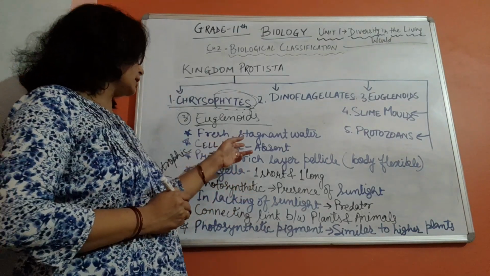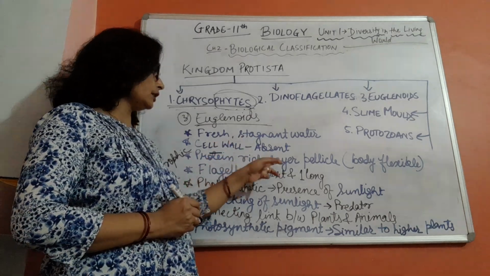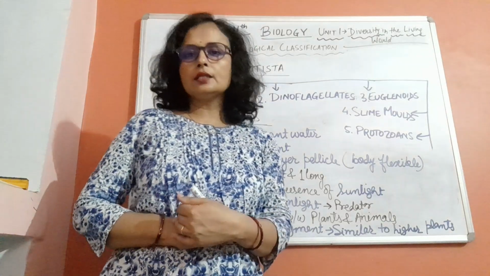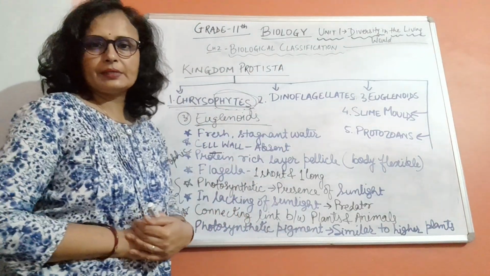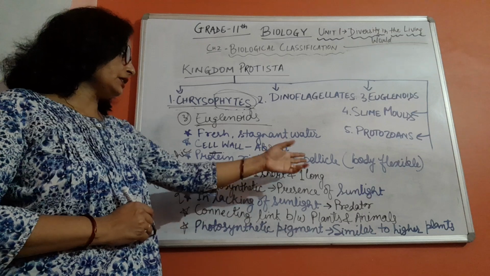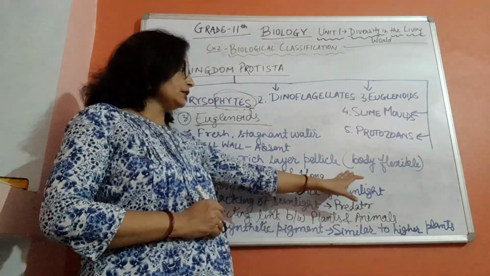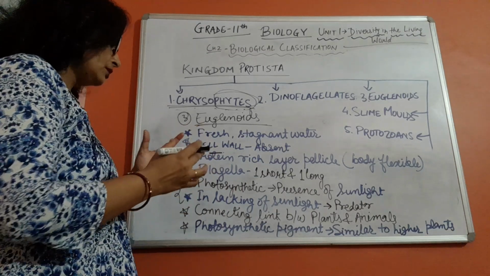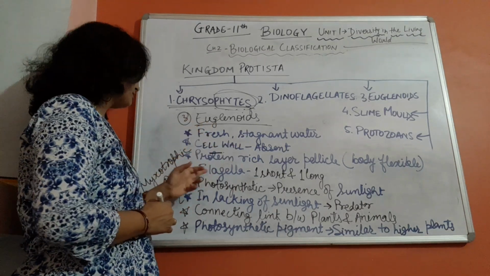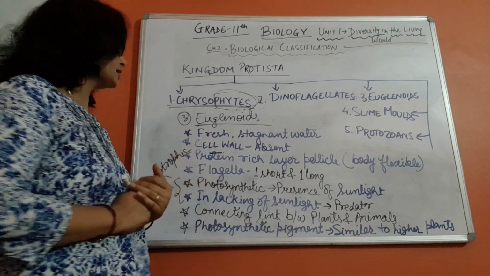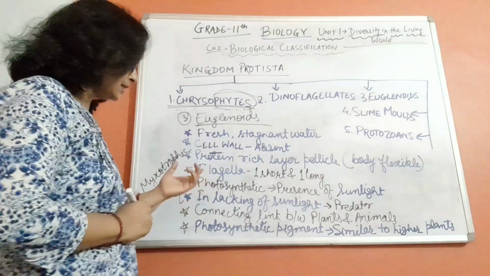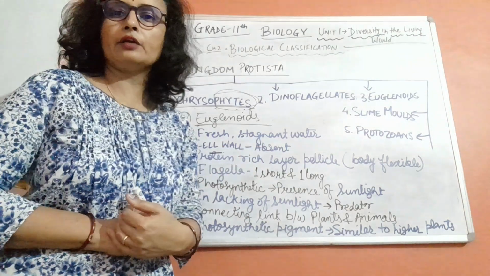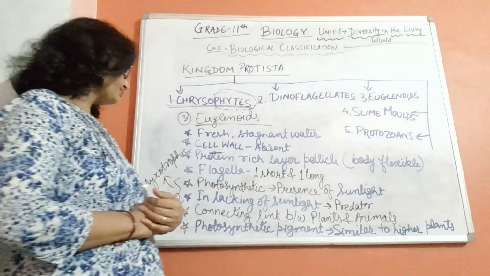Instead of a cell wall, they have a protein-rich layer called the pellicle, and this pellicle makes the body flexible. Because of this protein-rich pellicle, euglenoids become flexible and can fold or bend their body easily. Flagella are of course found here as well. In euglenoids also flagella are found, like dinoflagellates. Two flagella are found, one short and one long.